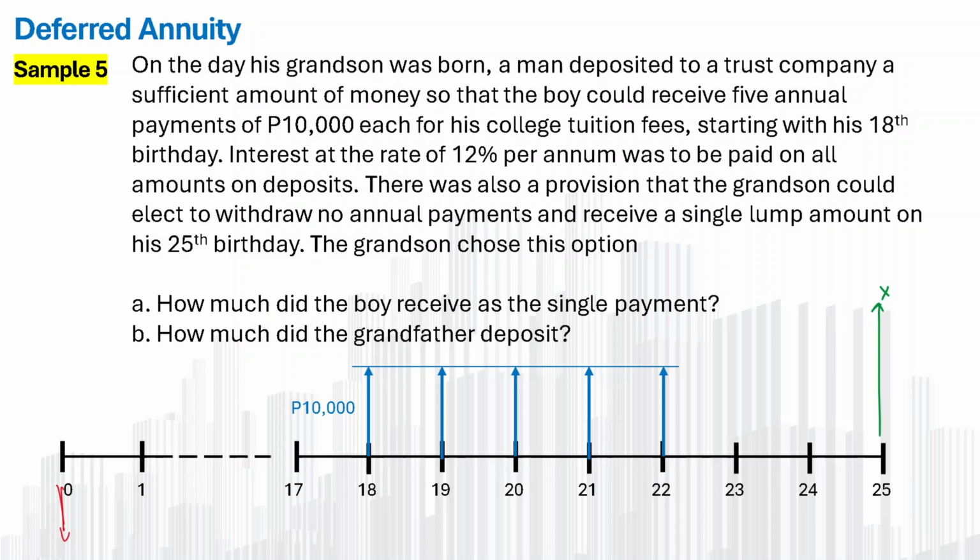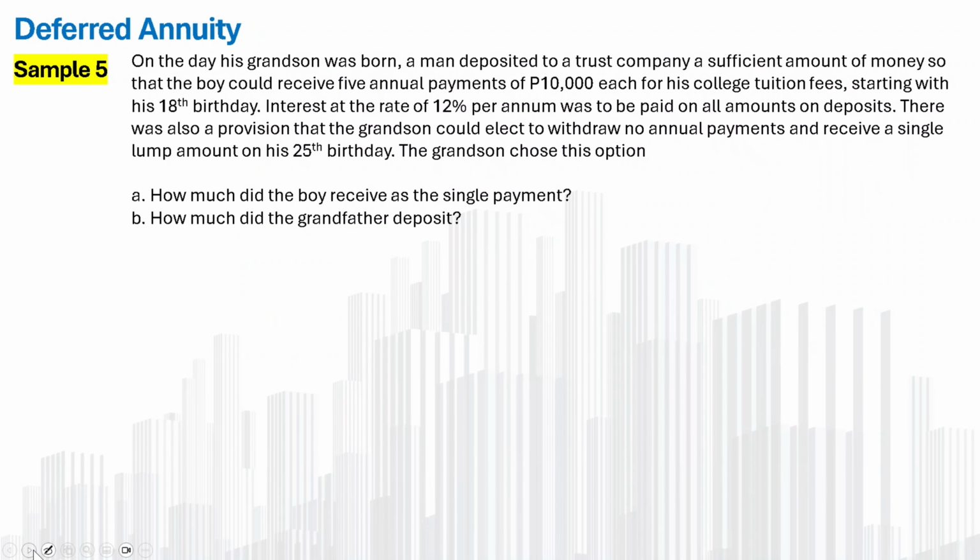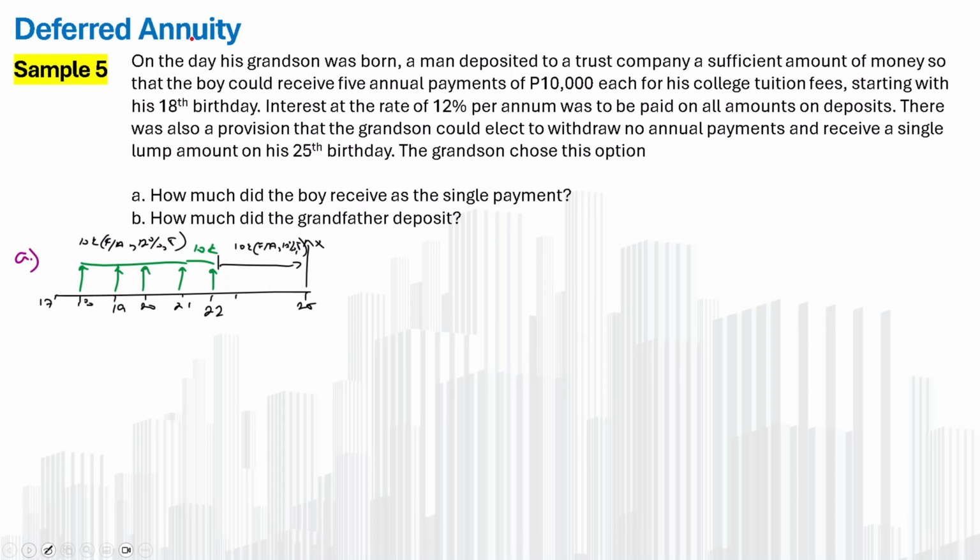However, that did not happen. So this is it. So let's redraw the cash flow again. So instead, to solve for A, essentially, there should have been 10,000 that he would receive, but he opted to forgo that. So instead, we need to find the future worth of this. So recall, we can definitely get the future worth annuity using the future worth annuity formula, which is this one.